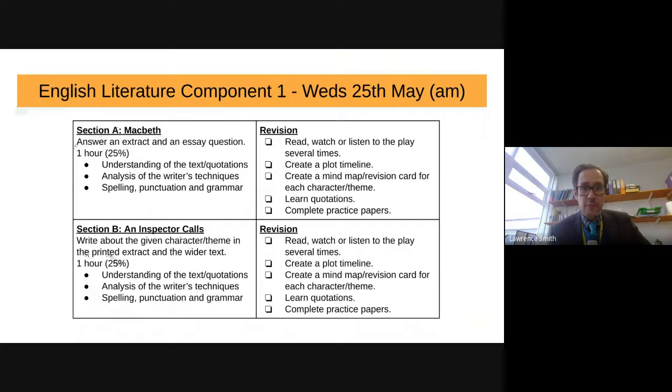So that's the overview of component 1. Again, we recommend that students break the paper down into 2 equal parts. They spend approximately 1 hour on Macbeth, answering 2 questions, and then they spend the remaining hour answering the question on An Inspector Calls.